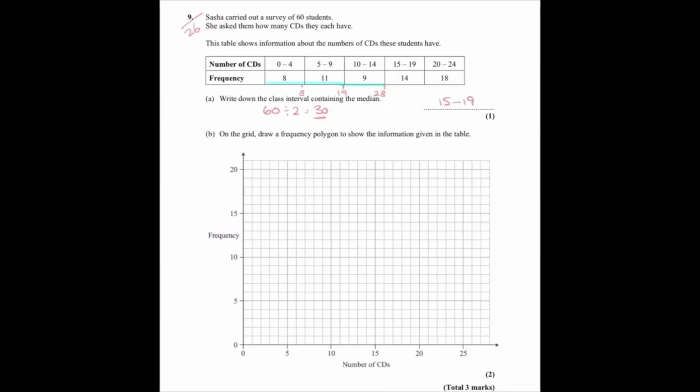Now, when we are drawing a frequency polygon, we are basically drawing a straight line graph. So it's just a fancy name for a straight line graph. We do need to know the coordinates. The coordinates are always the midpoint of the class width in the table plotted with the frequency. So our first one would be 2, 8. Our next one would be 7, 11, and so on. So you will plot those and then draw the graph.